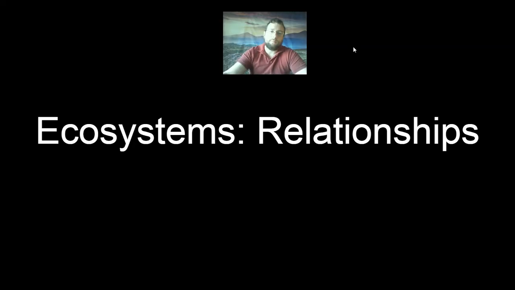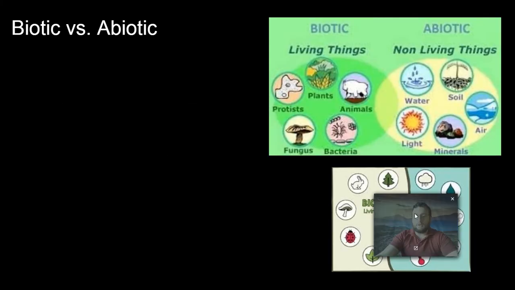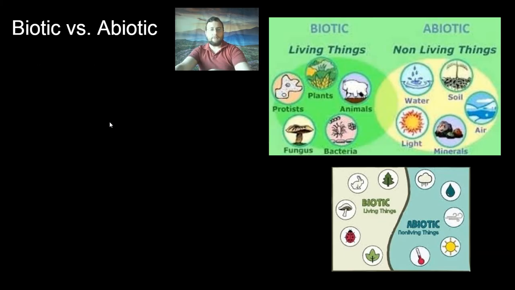In this first video, we're going to be focusing on the first objective, which is how the non-living and living parts of the ecosystem all matter to help the populations of living things living inside of it. So when you hear the word ecosystem, that's basically made of two parts, the living and non-living parts.